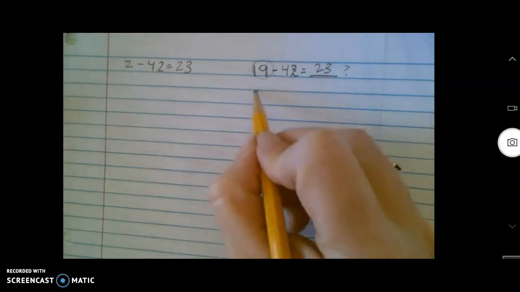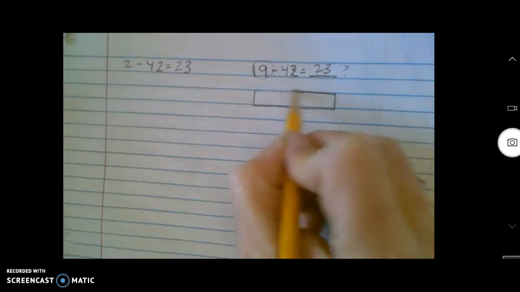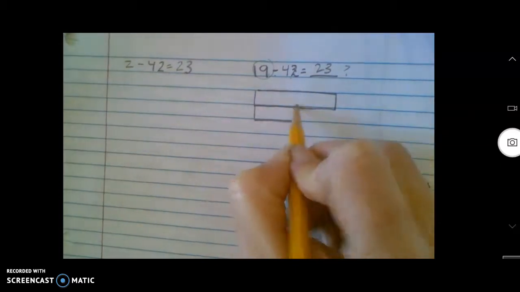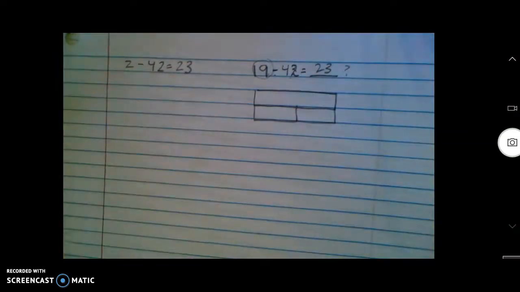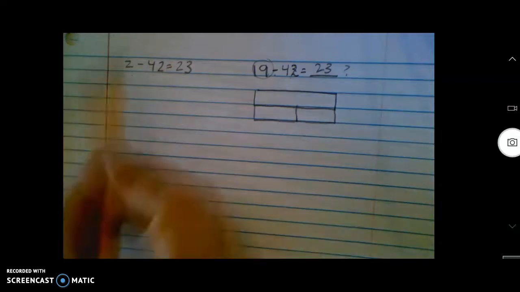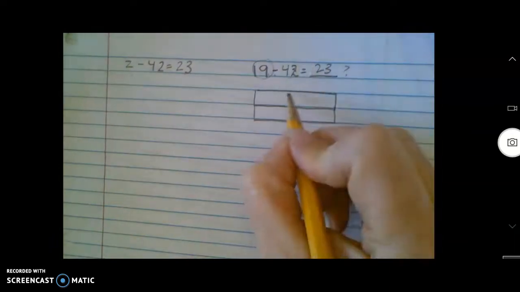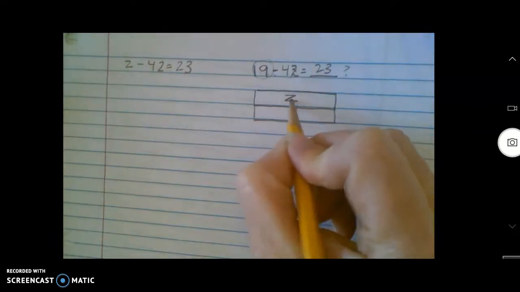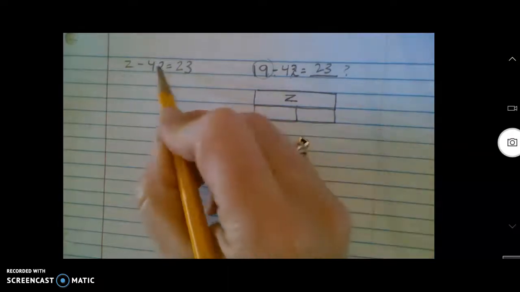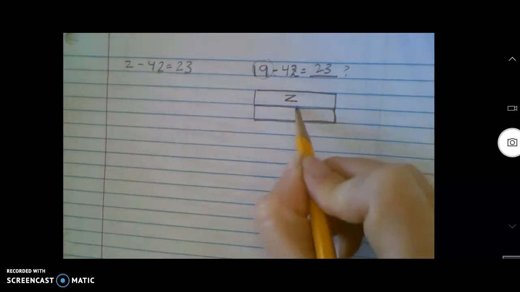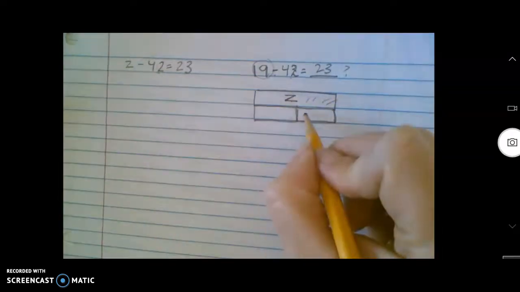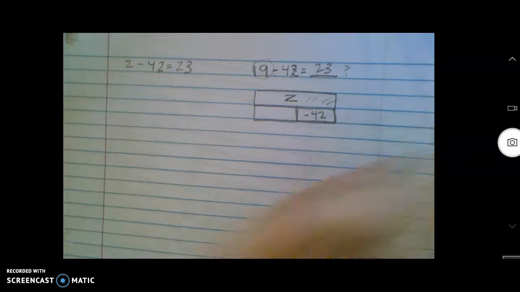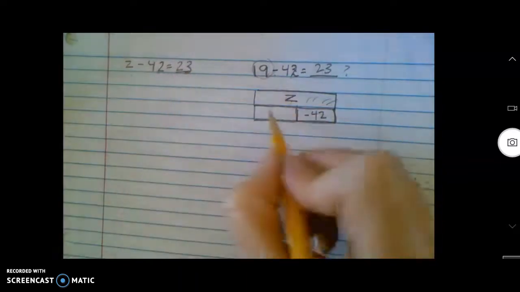So remember, when we're dealing with subtraction, we have to think about part, whole. So when we're looking at a subtraction problem, which thing is our whole? Our whole is actually the z. We start at z, it's our biggest number, it's our biggest piece. Then this, and I like to go this way because I feel like we're taking them off of this side, is what we're taking off. We're taking off 42, and then we land at 23.